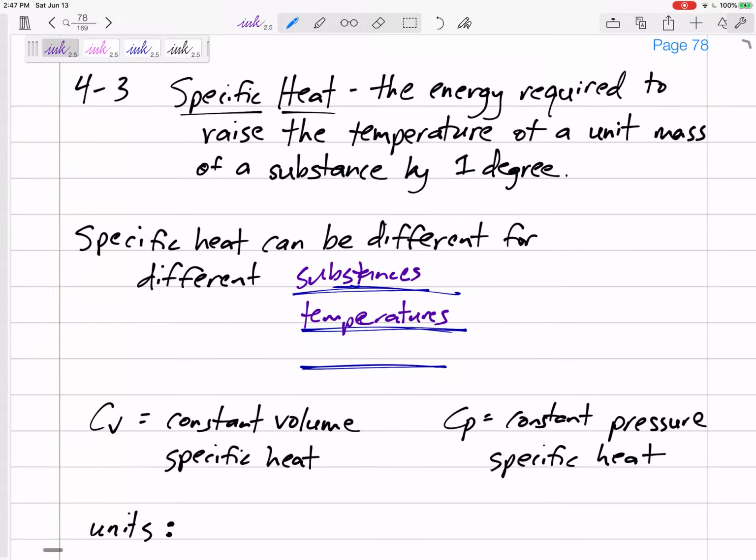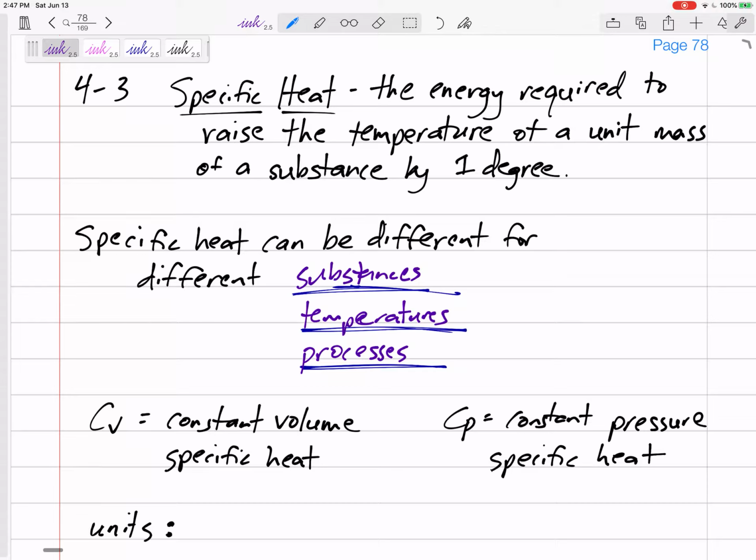For instance, it might take a different amount of energy to raise something from 100 to 101 degrees than that same substance to raise it from 300 to 301. So the specific heat, the amount of energy required to raise it a degree, might be different at different temperatures. And it's also different for different processes.